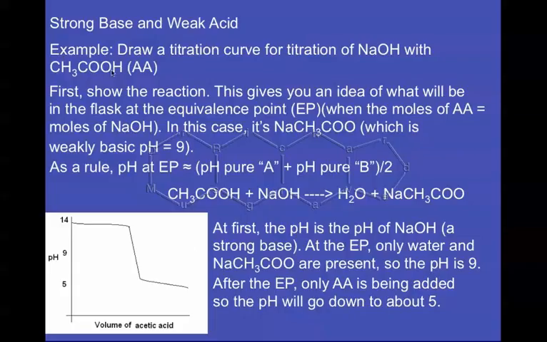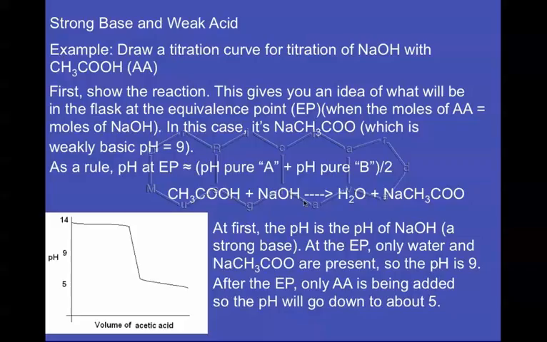Now as we add in the acetic acid, we need to realize that the final pH, or the ending pH, is going to be about 5 because that's the pH of a weak acid solution of acetic acid. We're not talking about HCl anymore, which is going to have a pH of 1 at the end. This is going to have a pH of about 5 at the end.